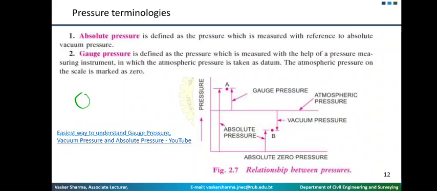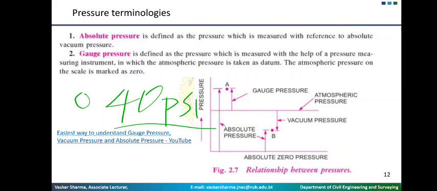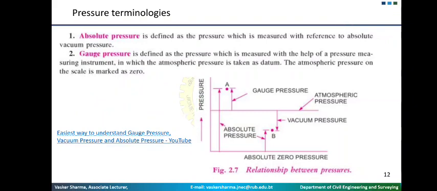When you put pressure inside a car tire, usually we put about 40 psi. Psi is pounds per square inch. You can convert this into Newton per meter square or Newton per mm square. When you put that air pressure inside the tire, the tire is actually having pressure more than atmospheric pressure.